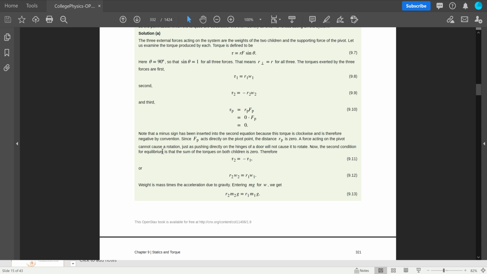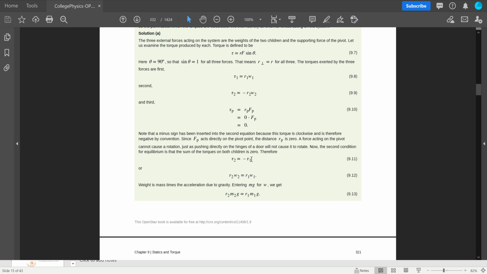So again, note that the minus sign has been inserted into the second equation because the torque is clockwise and is therefore negative by convention. Since FP acts directly on the pivot point, the distance RP is 0. A force acting on the pivot cannot cause a rotation, just as pushing directly on the hinges of a door will not cause it to rotate.